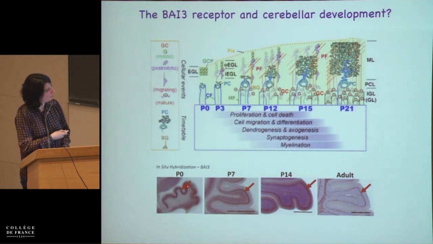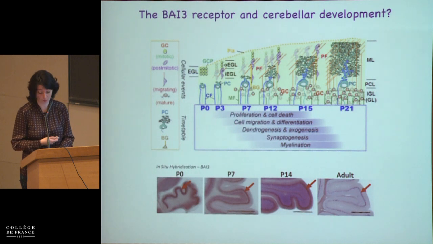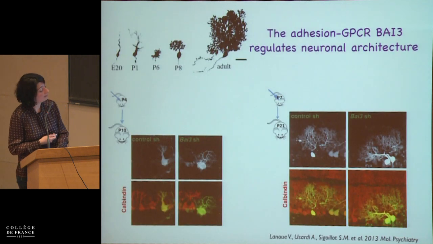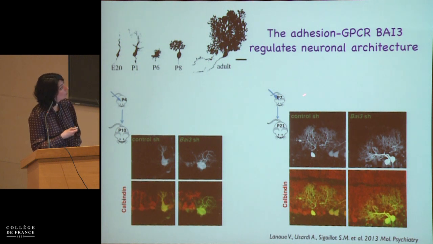BAI3, by in situ hybridization, can be detected in Purkinje cells throughout this process. So we wondered what role it could play during the development of Purkinje cells. First, we tested its role in regulating dendritogenesis. This study has been published recently, so I won't go into the details, but I want to illustrate how the adhesion GPCR BAI3 regulates neuronal architecture, in particular by describing the experiments that we did using RNA interference against BAI3 in the mouse cerebellum during development.